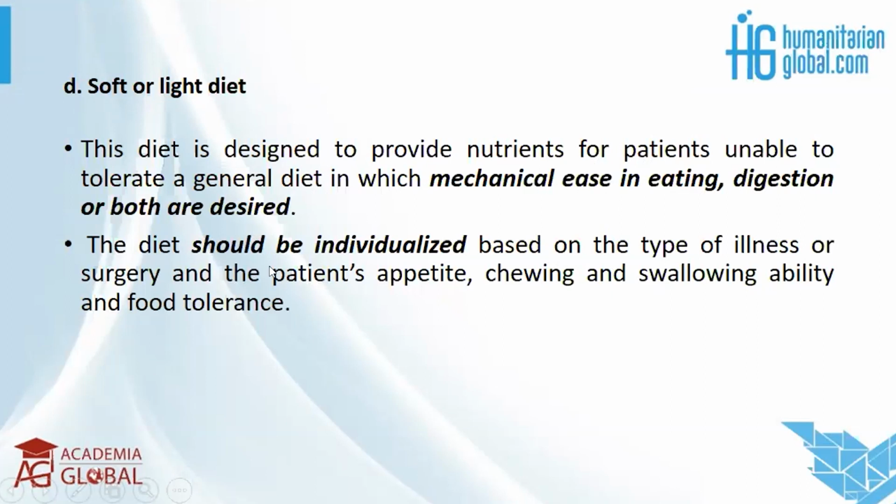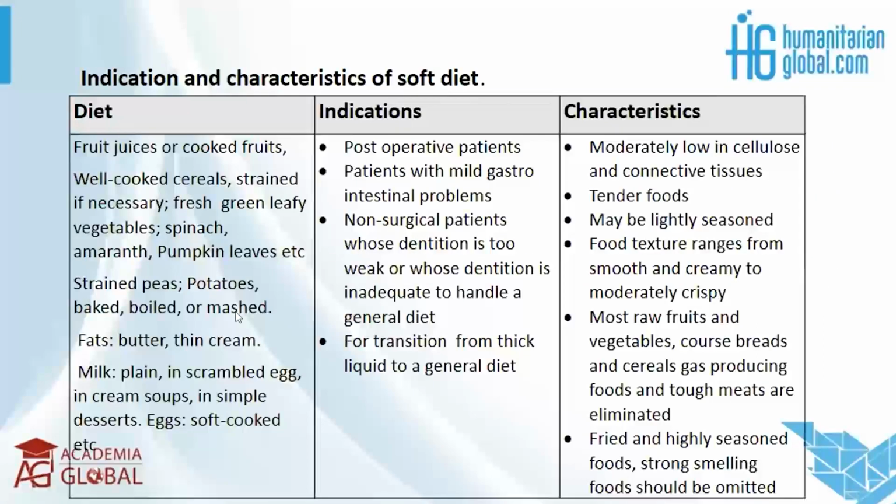This diet should be individualized. It should be made for the special needs of the individuals based on the type of illness or surgery and the patient's appetite, chewing and swallowing ability, and food tolerance. So I have a picture here just to demonstrate what we mean by soft or light diet, after we look at the prescription and characteristics of the soft diet. So this diet will include a variety of foods. I've just indicated them there. These foods will make a balanced diet.